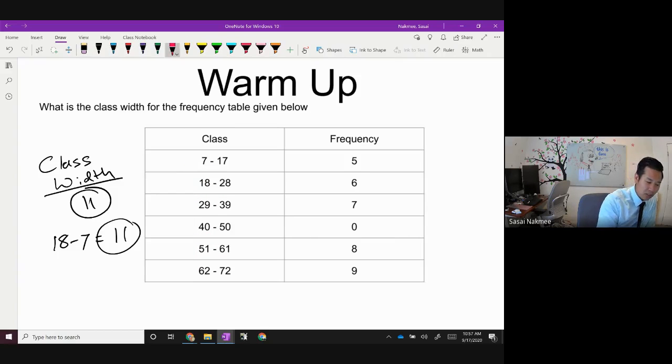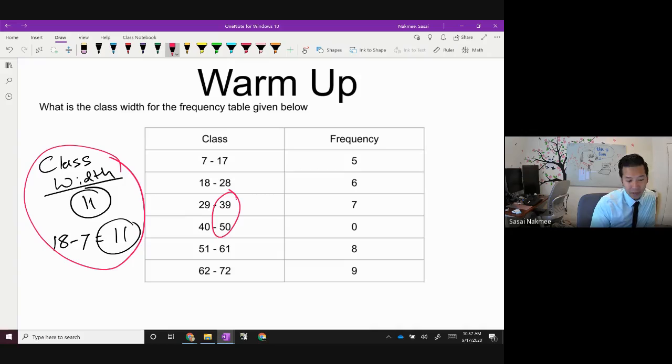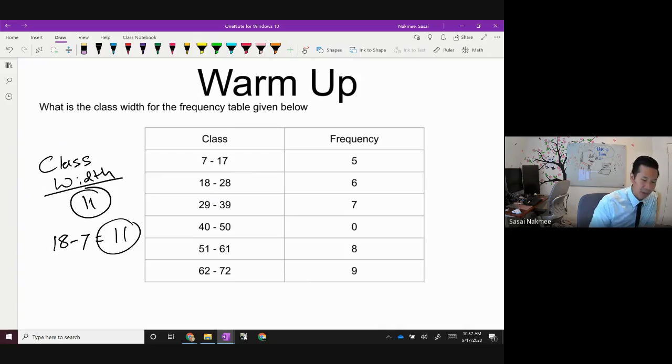And you only need to do it once to find out what the class width is. So you could pick any two as long as they're next to each other and just subtract them, and it'll give you the same answer. Even on the right-hand side, 50 minus 39 gives you 11 as well. So that could have worked as well to tell you what the class width is. So that's one way of doing it if you're already given the table to find out what the class width is.